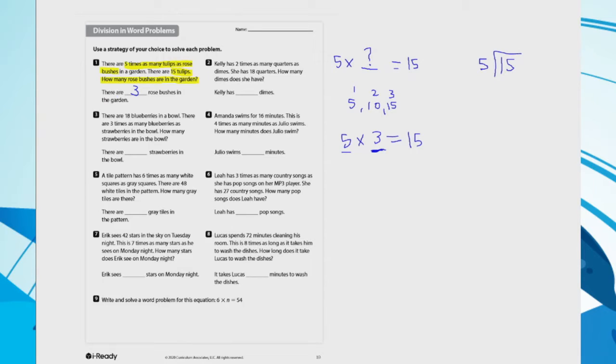So as you're working through page 19, look for opportunities to identify the important information in each problem, pull that out, and set up your equation in order to find the answer that the question is asking. On page 20, we are dividing with arrays and area models.